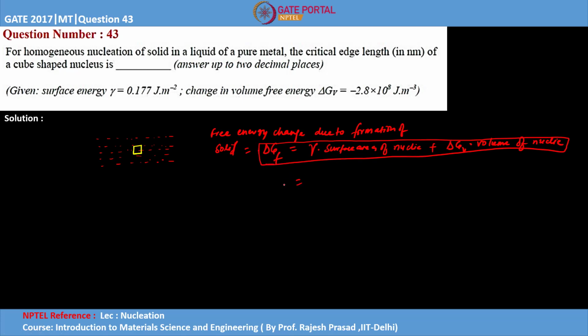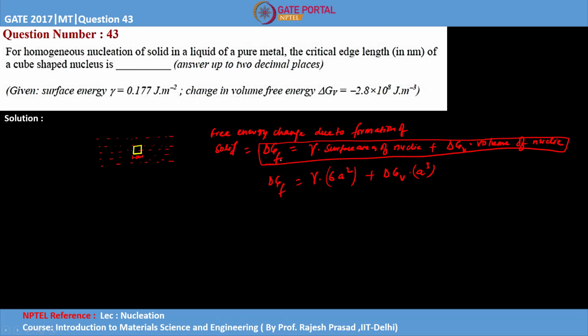Now in our case, what will be the surface area of the nuclei? Since it is a cubical shape, the total surface area will be equal to 6 times the edge length square. So let's say A is the edge length, so 6 A square will give you the total surface area. So plus delta GV times volume of nuclei. Since the edge length is A, the volume will be given by A cube. So A cube will be the volume of this nuclei, right?